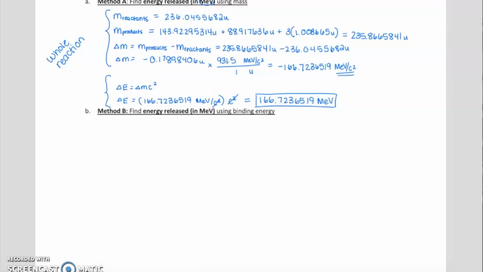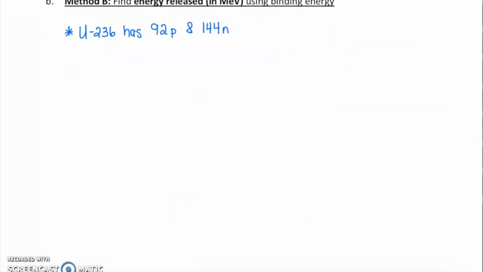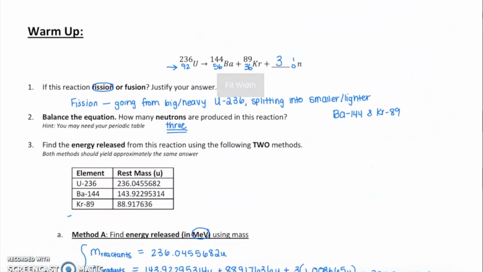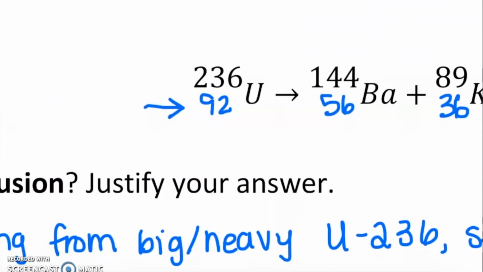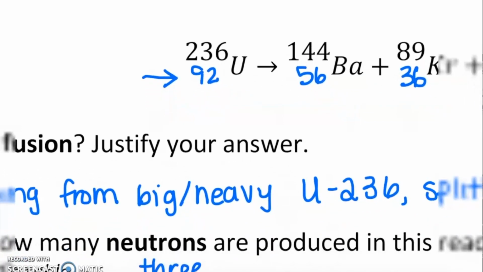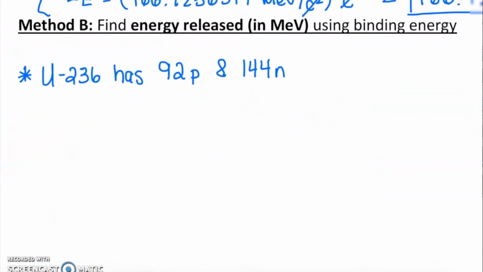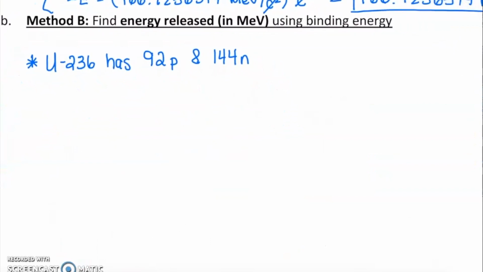So we are not going to be looking at the whole reaction to start. We're going to be zooming in on each individual atom. Let's take a look at uranium first. We know that uranium-236 is going to have 92 protons. We know that from the atomic number right here. And then subtracting 92 from 236 leaves me with 144 neutrons.